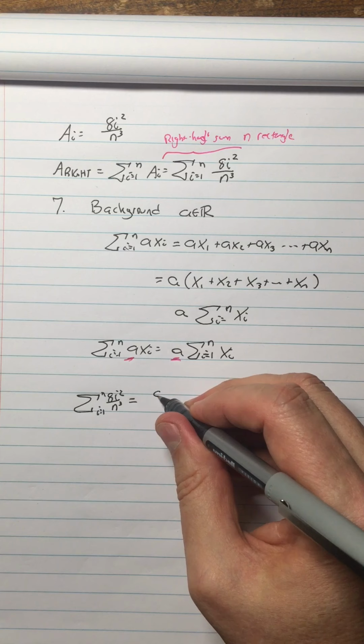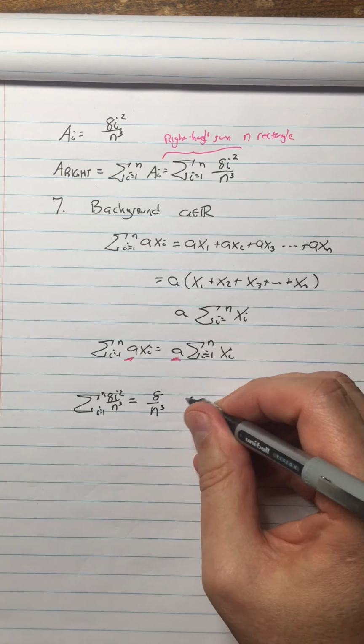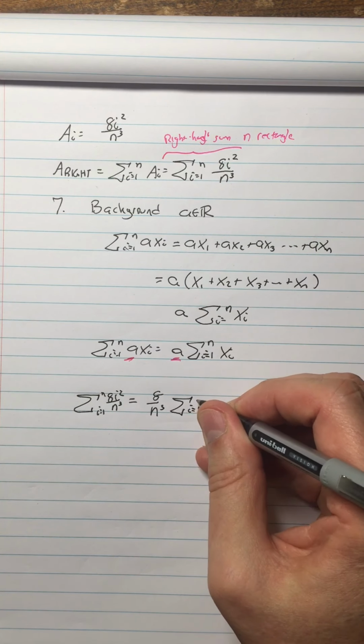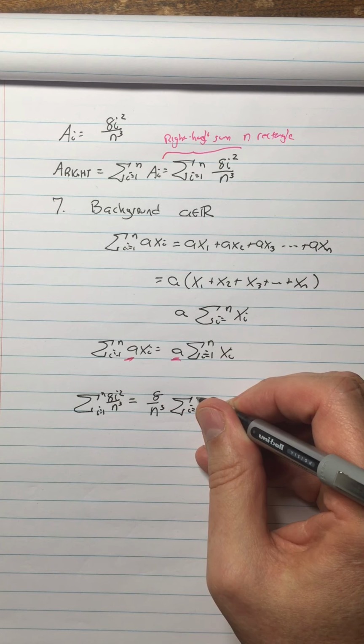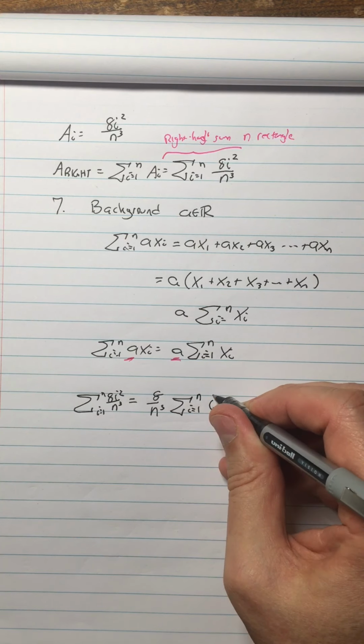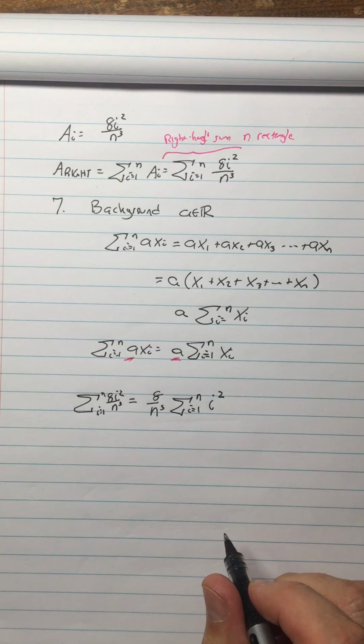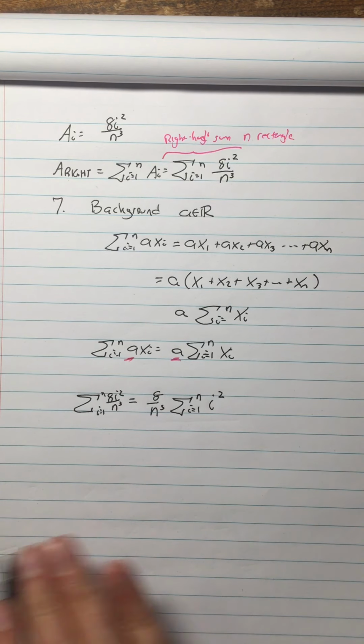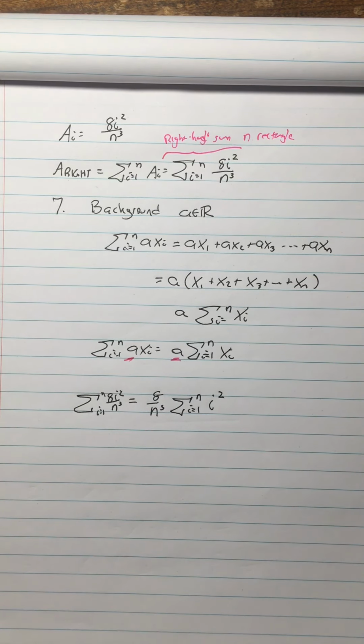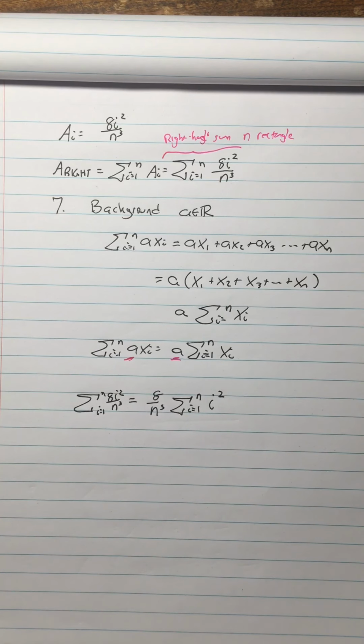Okay, so what it should look like is 8 over n cubed times the sum from i equals 1 to n of i squared. Now, so what? Why is this getting me any closer to being able to apply the limit? Well, I'll tell you why.